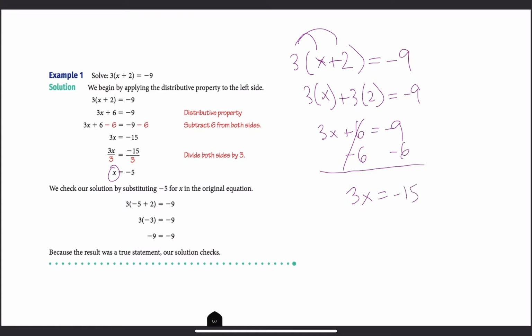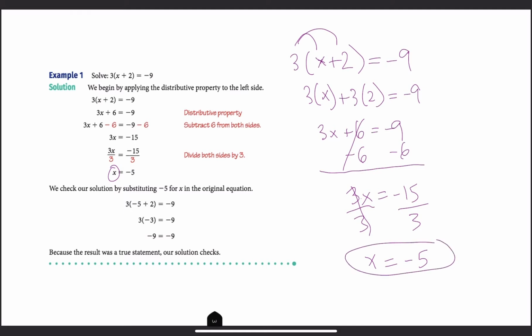Now that I've used the addition and subtraction properties of equality, I can use the multiplication or division property of equality. I know what 3 times x is equal to, but I want to know what just x is equal to. So the opposite of multiplying by 3 is dividing by 3. And as long as I do it to both sides, I can keep the equation balanced and true. So 3 divided by 3 is 1. So x equals negative divided by positive is negative. 15 divided by 3 is 5.